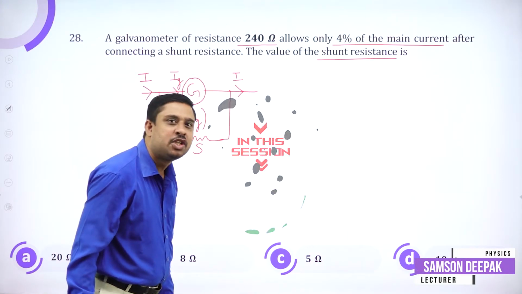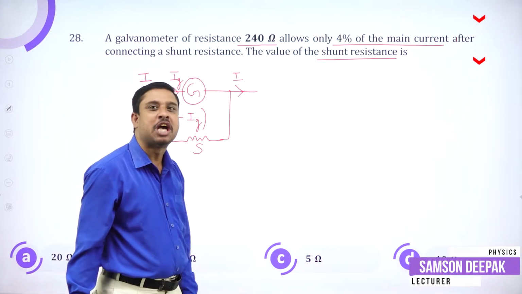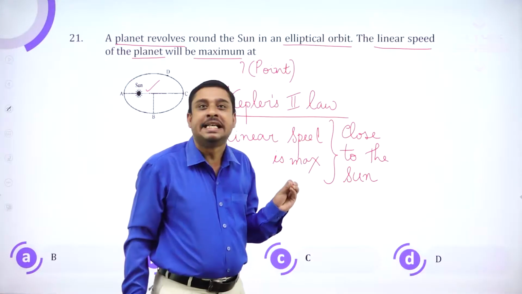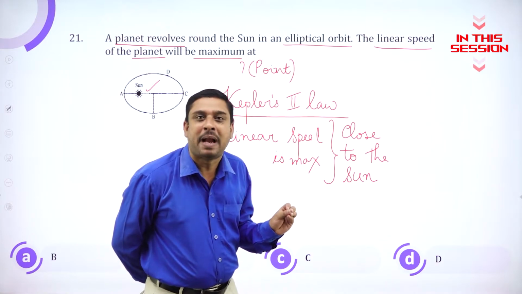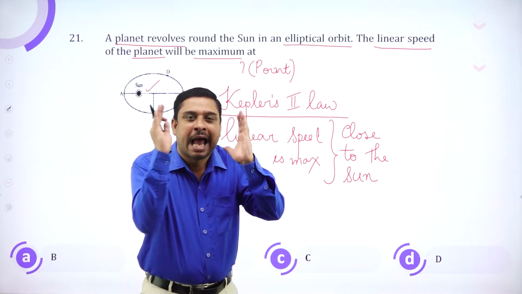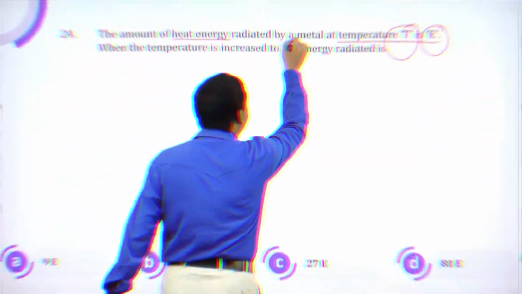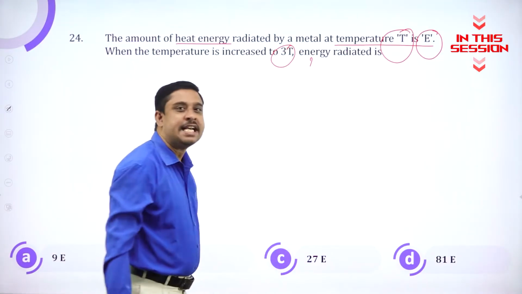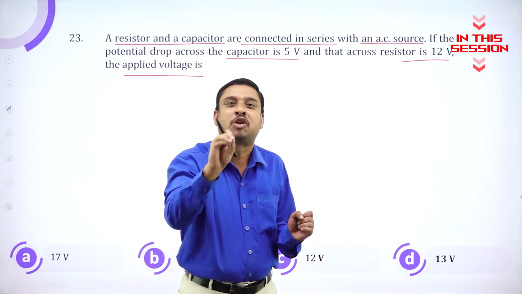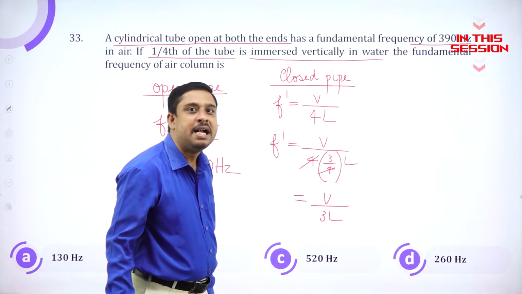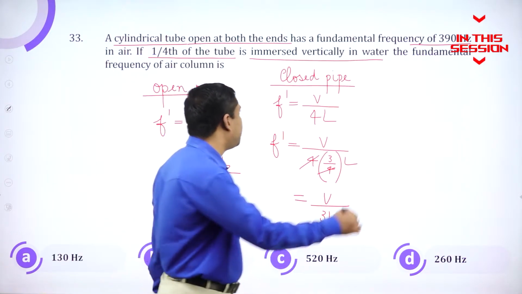So the current flowing through the shunt is I minus Ig. Distance between the planet and the sun has to be small, has to be minimum. If the temperature is increased to 3T, the voltage across the capacitor and resistor. So what I do, I multiply and divide by 2.